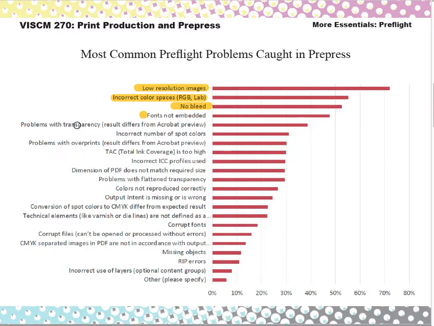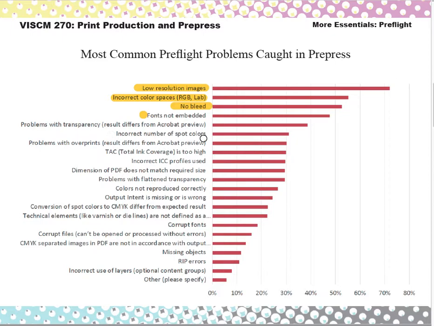Problems with transparency. Transparency is when you have an image in InDesign and you start to make it transparent so you can see through it. Or if you have other effects that go on, like in Illustrator, you might have drop shadow effects or speckle brush effects, raster effects essentially. That's transparency, and that can cause some problems.